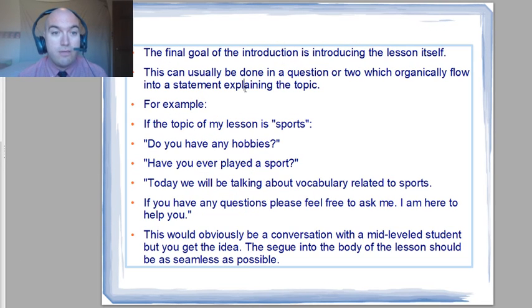Finally, the final goal of the introduction is introducing the lesson itself. Now, this can usually be done in a question or two, which can organically flow into a statement explaining the topic. Okay, so we talked about our questions before. Really, these introductions are just a series of questions and answers.